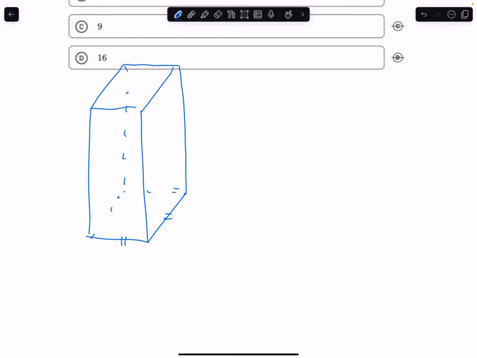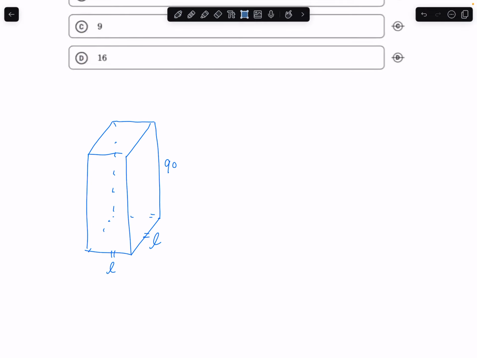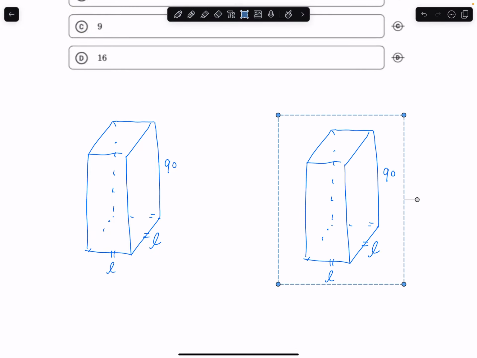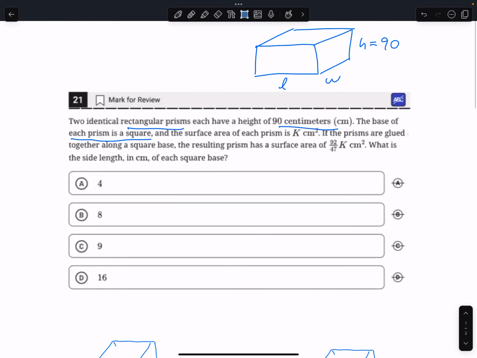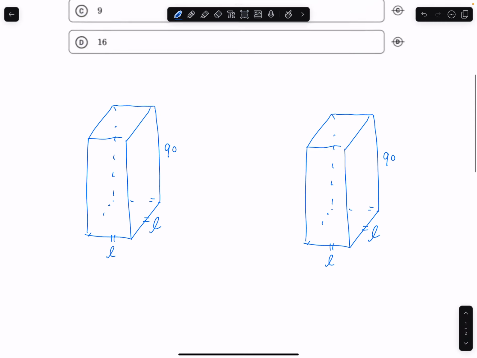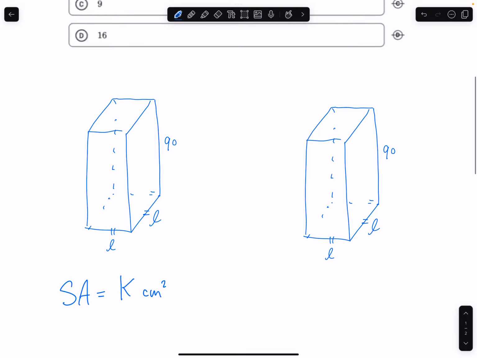So that and that, let's call them both the length. The length and the length are the same because we're dealing with a square here. And the height is 90, okay? And so we have two of these. Interesting. And they say each has a surface area of k centimeters squared. So surface area equals k centimeters squared. That's true for both of them.